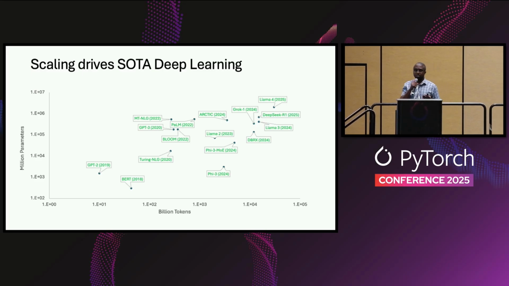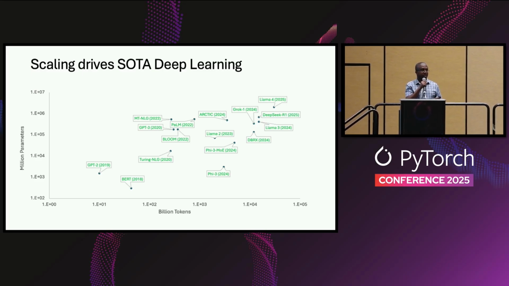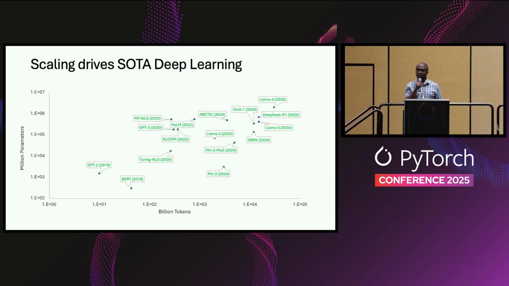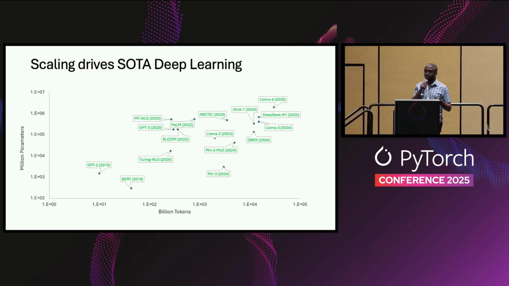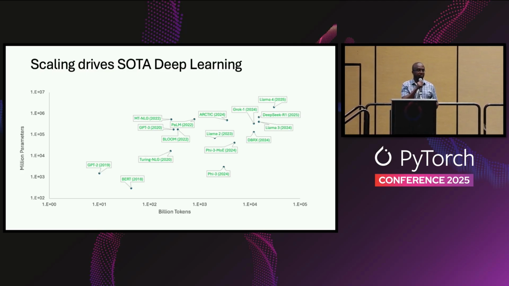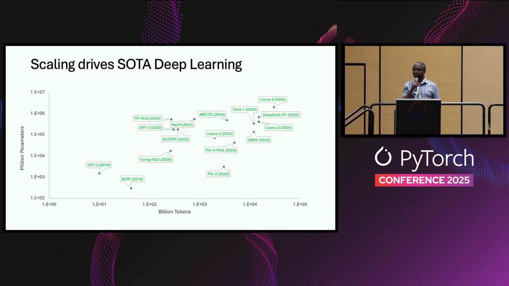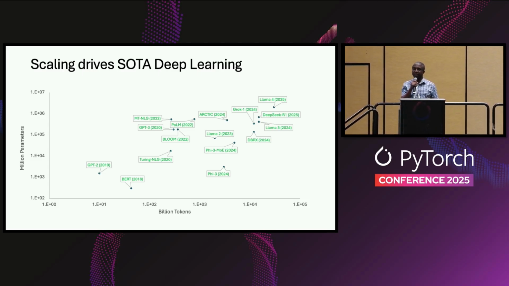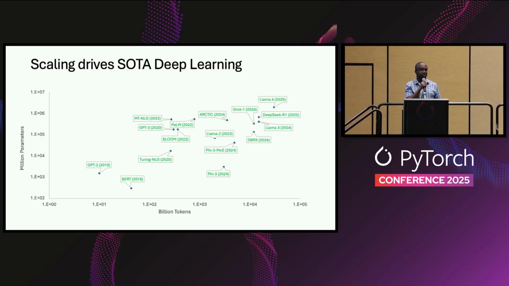So DeepSpeed, when we created it, was motivated by the observation that scaling is what drives state-of-the-art in deep learning. And here I'm showing two interesting dimensions of scaling. On the y-axis is the model size, and on the x-axis is the training data size. And as you can see, from 2018 till now, on both dimensions, we've seen 3 orders of magnitude of scaling. And that has created significant system scalability challenges in our modern computing systems.